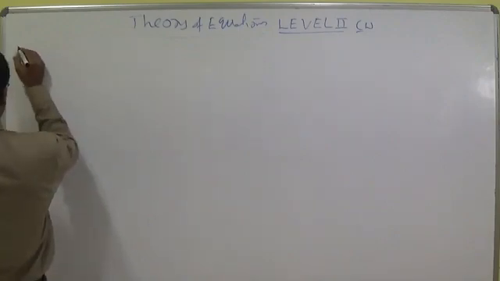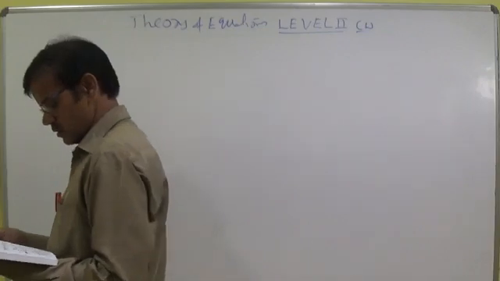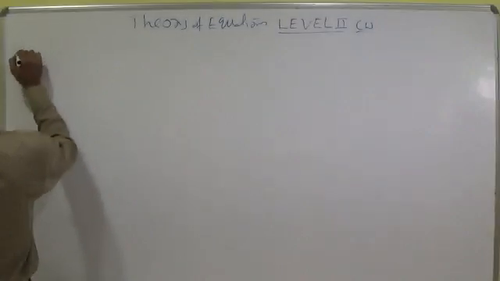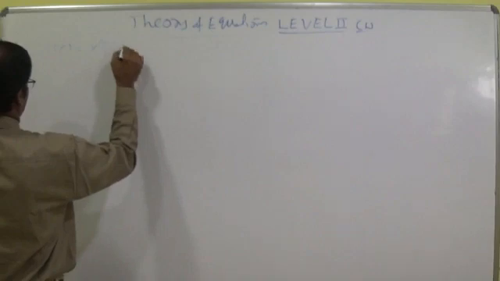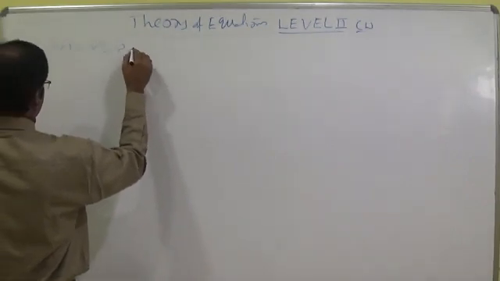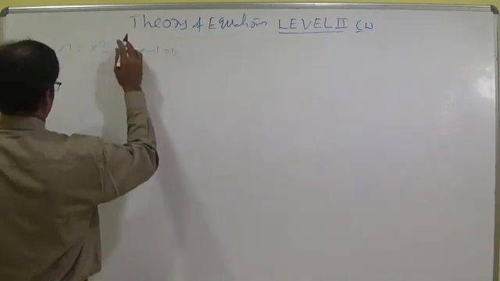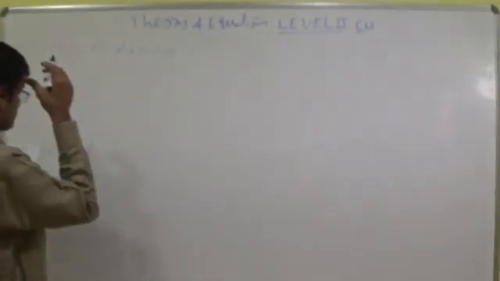Now let us discuss question 37. F of x is equal to x power 4 minus x cube plus x minus 1 equal to 0.